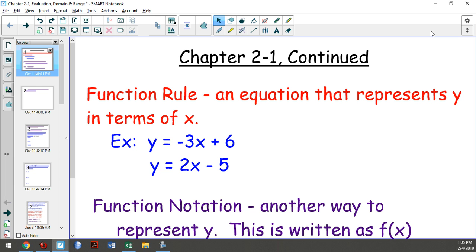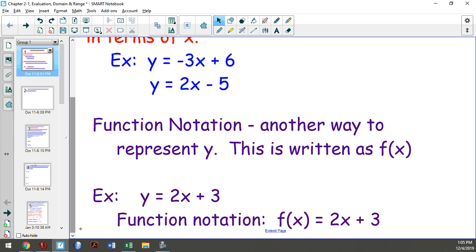Okay, so I have y equals negative 3x plus 6. That is a function rule. Y equals 2x minus 5. That is a function rule. If I plug in a value for x, I can chug out a value for y. Does that make sense? Okay, the next thing is called function notation.